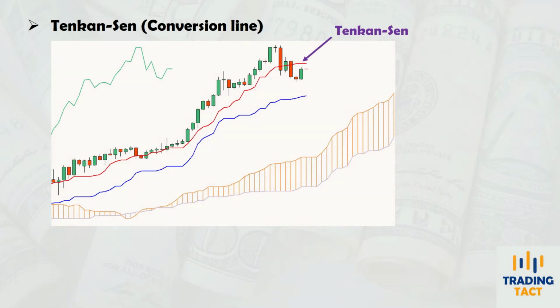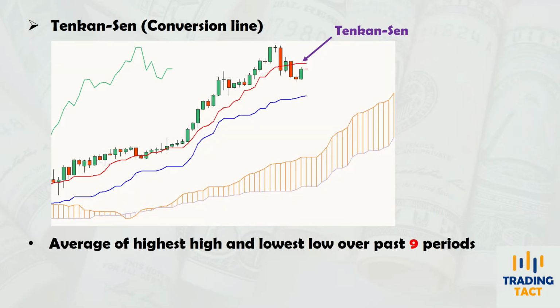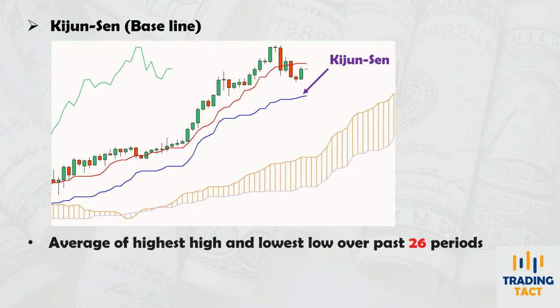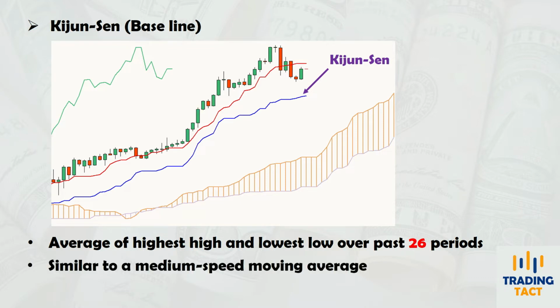First, we have the Tenkan-sen, which is also called the conversion line. It is the average of the highest high and lowest low over the past 9 periods. It is similar to a fast-moving average and is commonly used to generate entry signals. Next, we have the Kijun-sen, also called the baseline. It is the average of the highest high and lowest low over the past 26 periods. It reacts more slowly than the Tenkan-sen and is often used as a key support and resistance level.